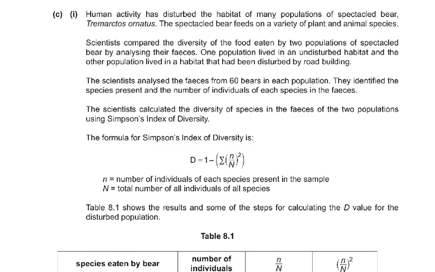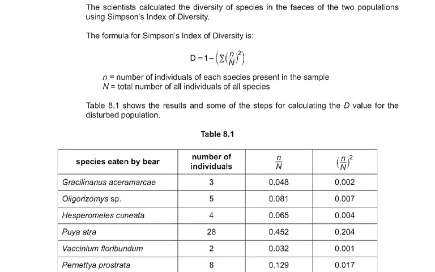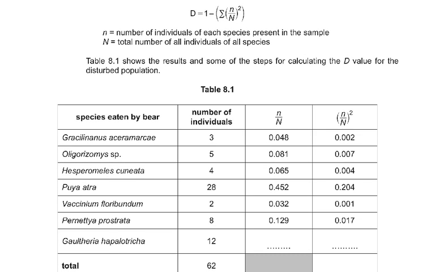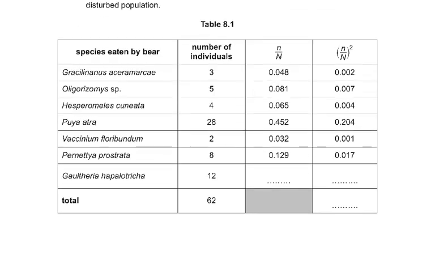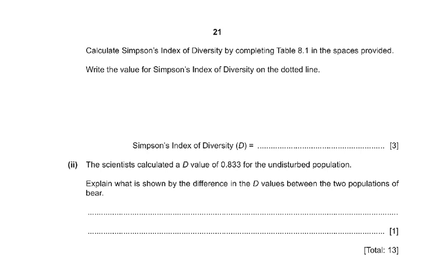They identified the species present and the number of individuals of each species in the feces. The scientists calculated the diversity of species in the feces of the two populations using Simpson's index of diversity. The formula is this, and this is all given to you. Then it says table 8.1 shows the results and some of the steps for calculating the D value for the disturbed population total. Calculate the Simpson's index of diversity by completing table 8.1 in the spaces provided. Write the value for Simpson's on the dotted line. So we've got to write here, this is 3 marks.